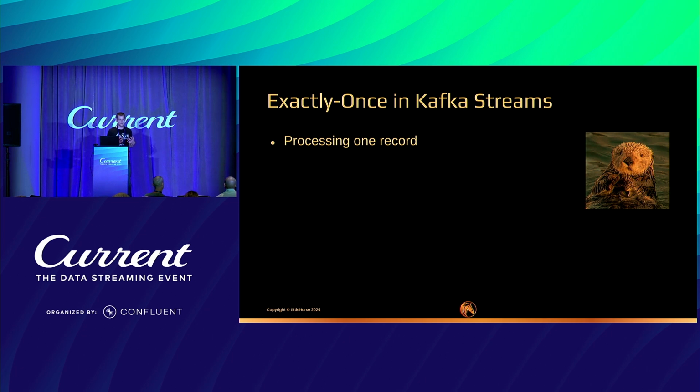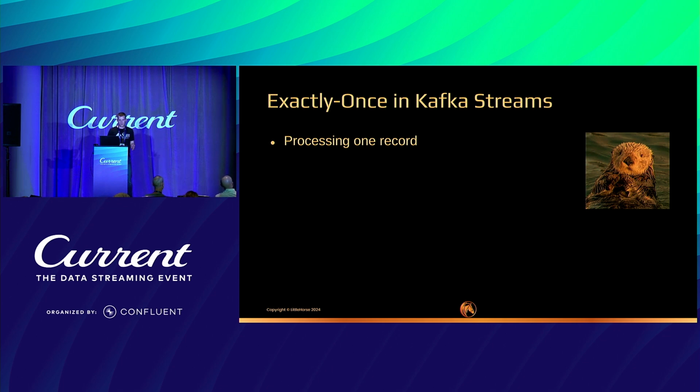And LittleHorse needs this because we are a workflow engine, and we're working with some clients in the financial services sector on some POCs, and people would be very upset if they got charged twice. So very important to have exactly once semantics for us. Let's look at what it takes to process one record in Kafka Streams.